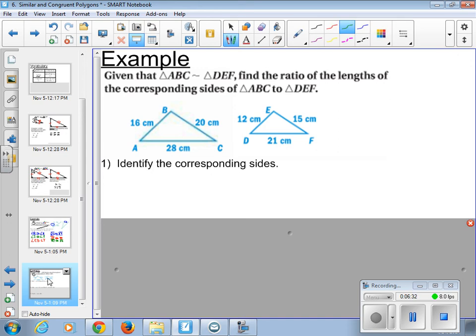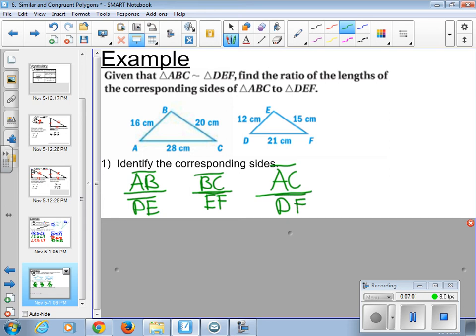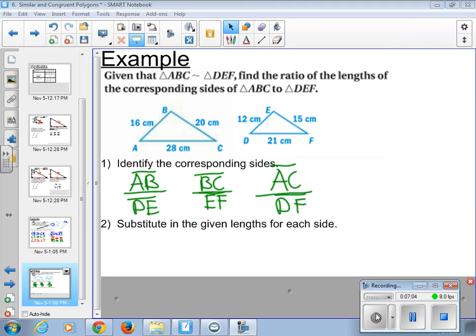Going by the order it's written, side AB corresponds with side DE. Side BC corresponds with side EF. And finally, side AC corresponds with side DF. That was the first task we had to complete.